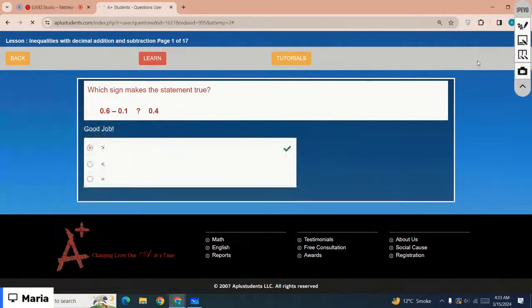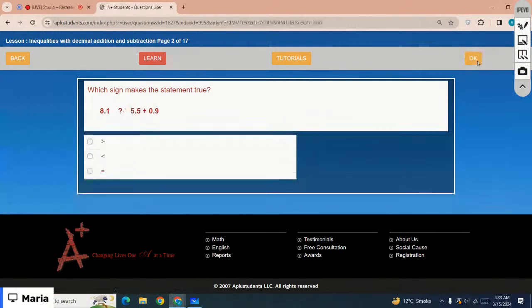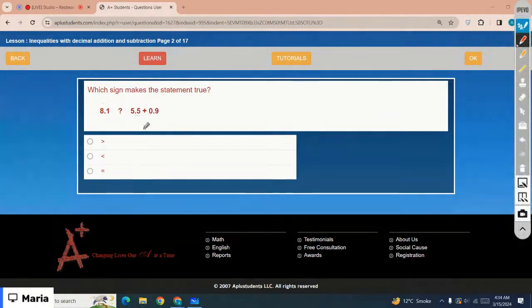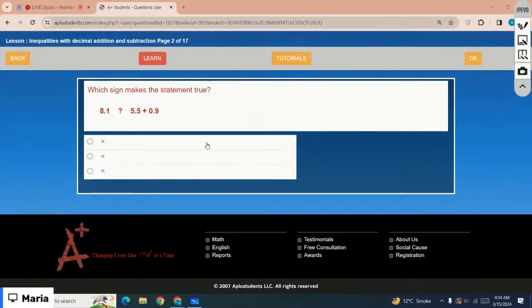The next one is 8.1. You have to compare it to 5.5 plus 0.9, right? So let's just add 5.5 and 0.9, and 6.4 it is. So 8.1 is greater than 6.4 or less than? Very good. 8.1 is greater than 6.4.